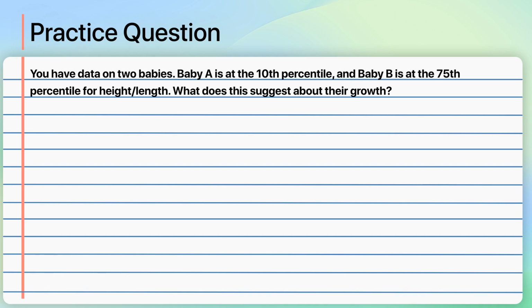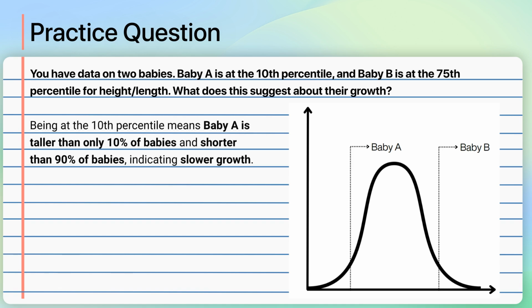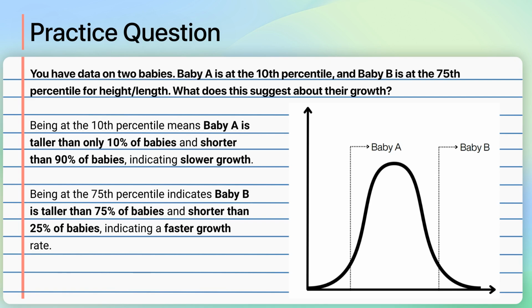Let's look at another example. You have data on two babies. Baby A is at the 10th percentile, and baby B is at the 75th percentile when we are looking at length. What do these data suggest about the growth of the two babies? Being at the 10th percentile means that baby A is longer than only 10% of babies, and shorter than 90% of babies. This indicates that baby A has slower growth. Being at the 75th percentile indicates that baby B is longer than 75% of babies and shorter than 25% of babies. This indicates that baby B has a faster growth rate.